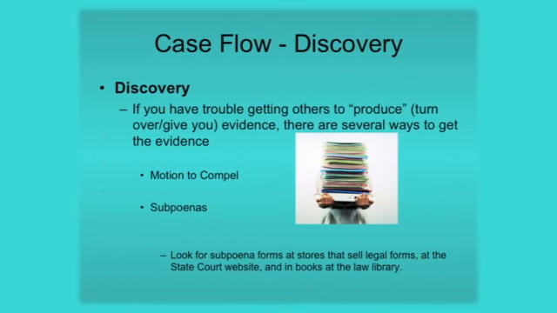While you're conducting discovery, if you have trouble getting the other party to produce or turn over or give you the evidence you need, there are several ways you can get the evidence. One is a particular type of motion that can be filed, called a motion to compel. Another option is using a subpoena to order the documents to be given to you.